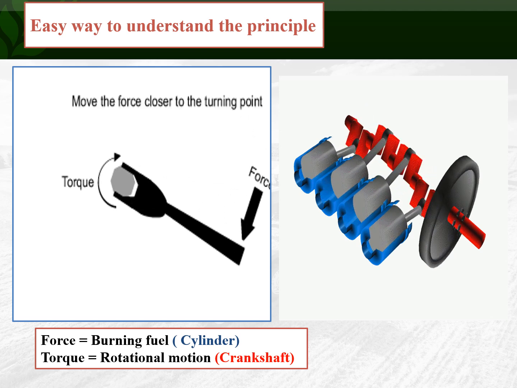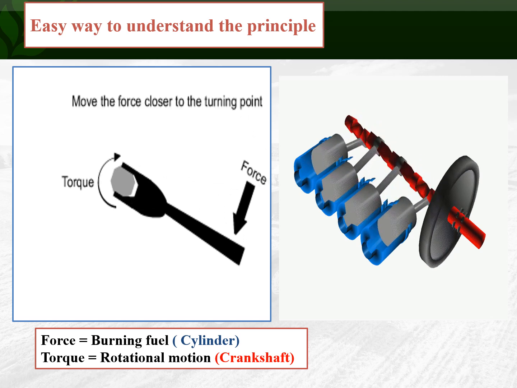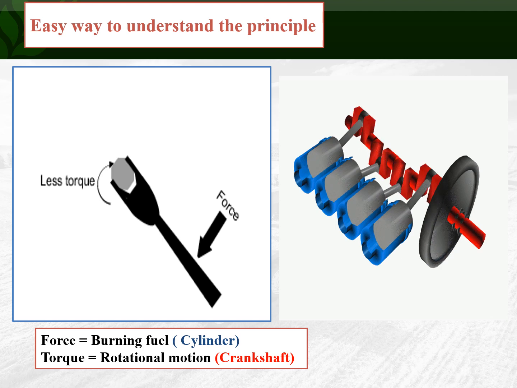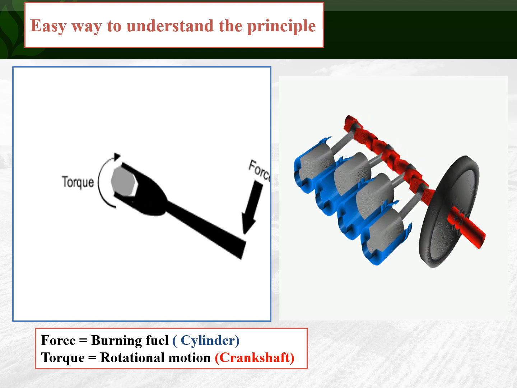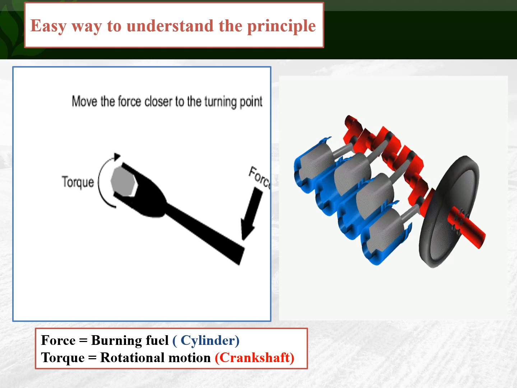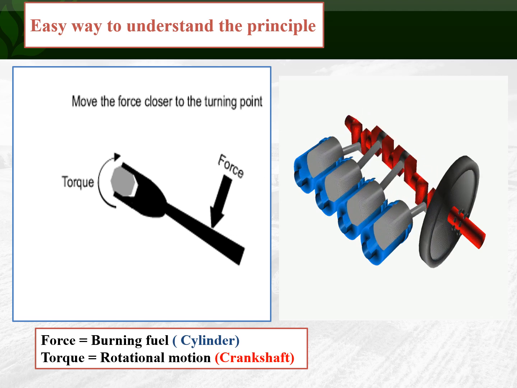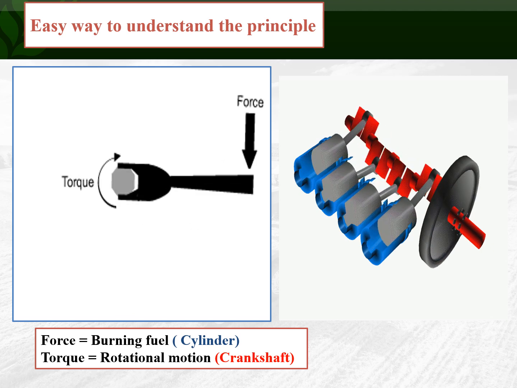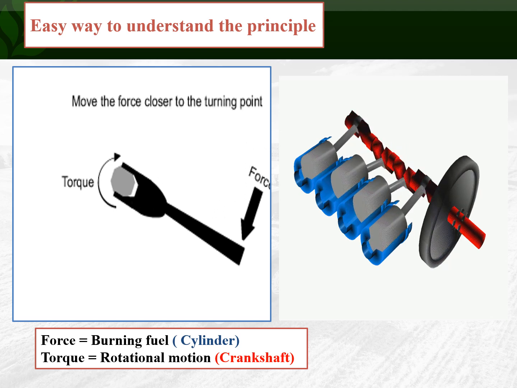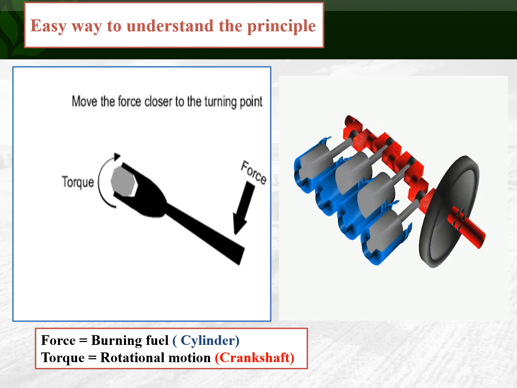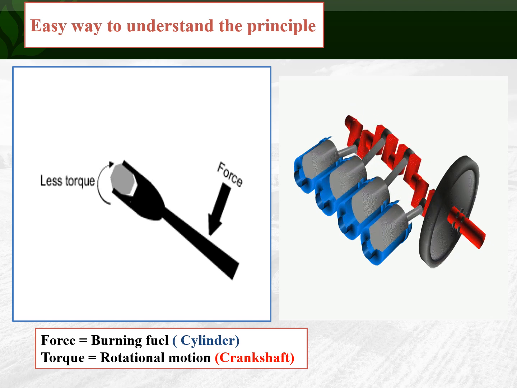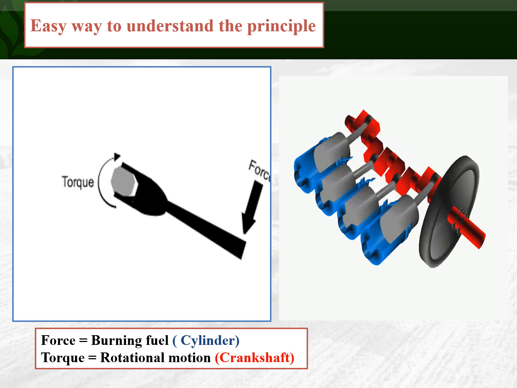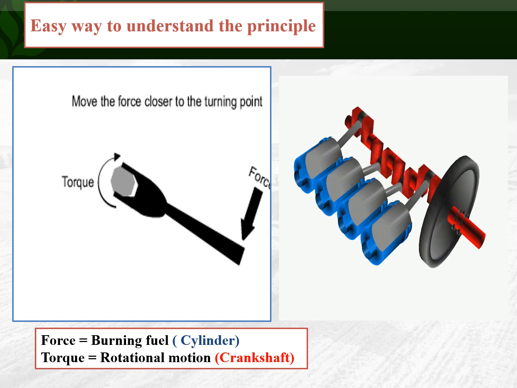Here we understand the basic principle behind IC engines. Let us take the example of a spanner and bolt. If we apply more force at spanner, the frictional force will reduce and makes the bolt to rotate. This rotational motion is known as torque. The same principle is used in IC engines. Here the force is given by burning fuel in the cylinder and the rotational force is produced at the crankshaft. This rotational motion transmitted to the wheels causes the tractor to move forward and backward.